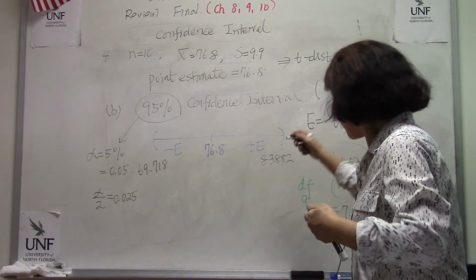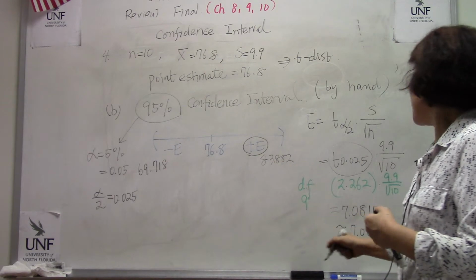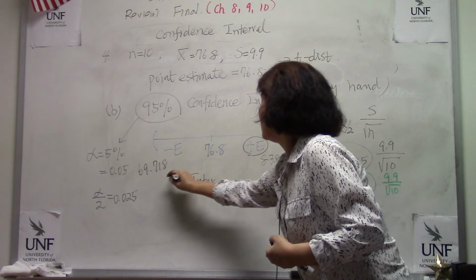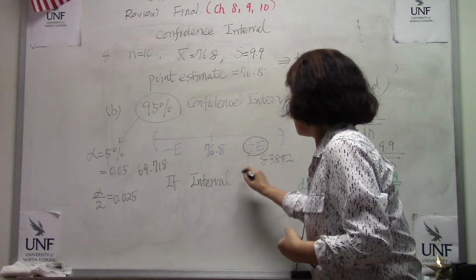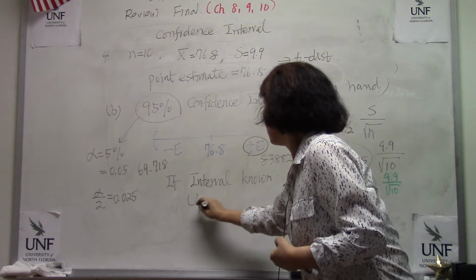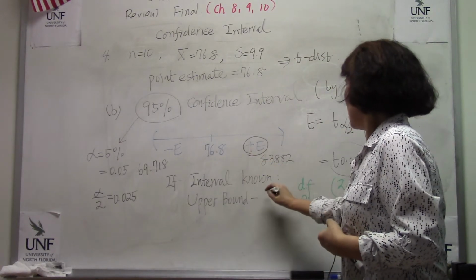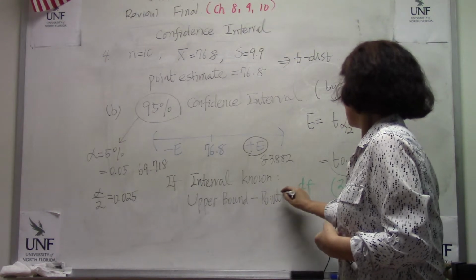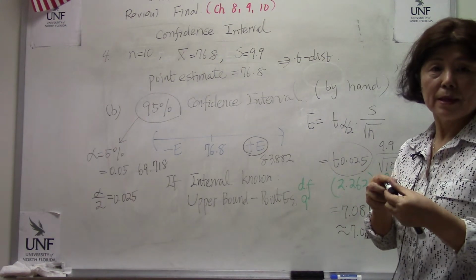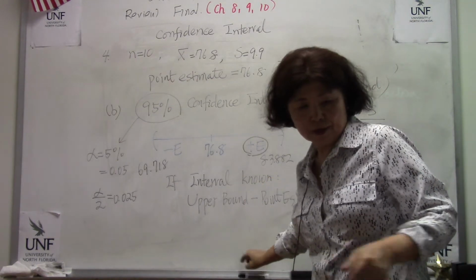The thing is, I kept saying you add the margin of error to get this number. Therefore, once the interval is known, what do you do? Use the upper bound minus the point estimate. And then once you subtract it, you are going to get this answer. So the margin of error you can compute like this, or from the interval you can conclude that.